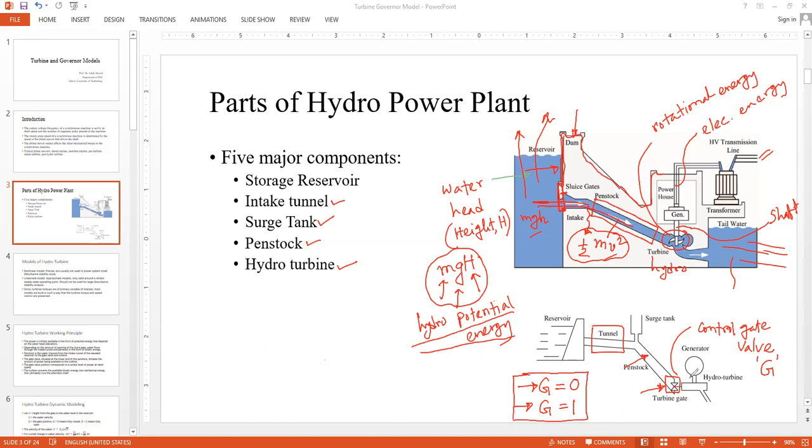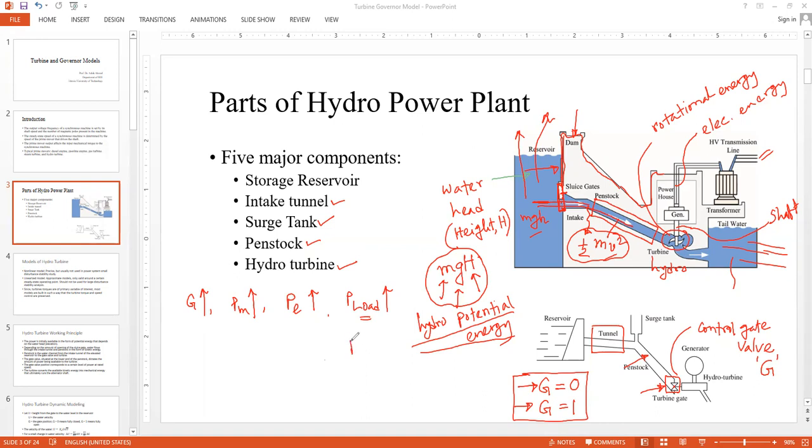Now what will happen? Actually, why would we like to close or open this gate again? As I said earlier, if you have more demand, P load, this is the demand increasing. So you have to supply this demand from the generator, that is, P electrical should be increased. So P mechanical should be increased. So the gate valve should be opened so that more water can flow and more kinetic energy is available. As simple as that. And vice versa.